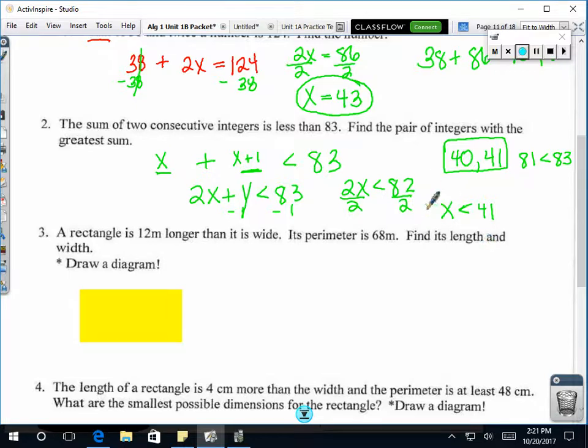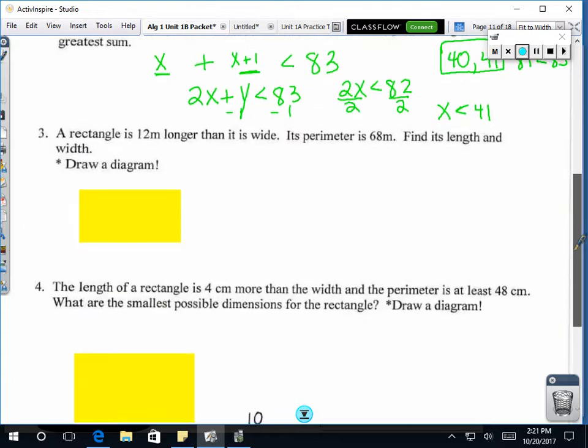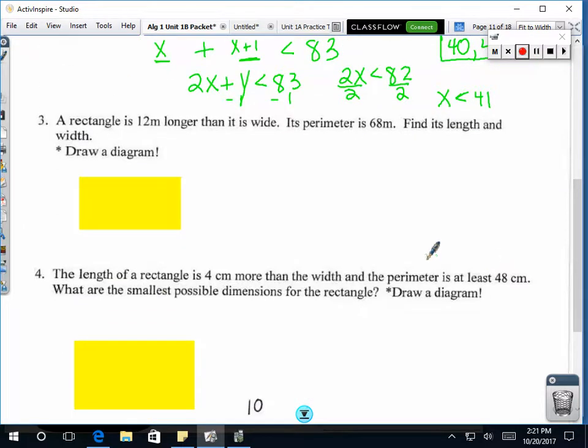We're going to do some more of these, okay? All right, number 3. Not right away, but we'll get back to them in a minute. A rectangle is 12 meters longer than it is wide. Its perimeter is 68 meters. Find its length and its width and draw a diagram. So go ahead and draw yourself a little rectangle. It doesn't have to be neat.